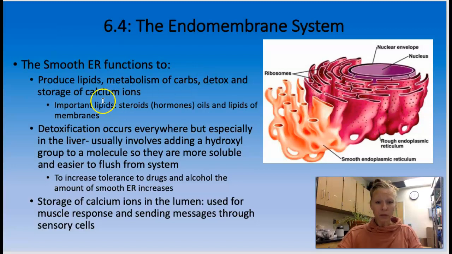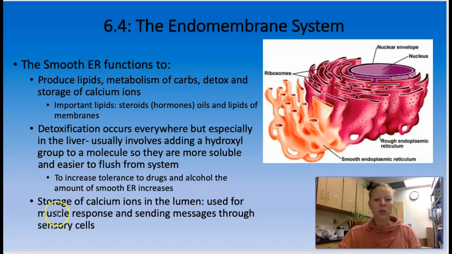So the detoxification, usually what happens is your smooth ER is going to add a hydroxyl group, an OH, onto a molecule. So it makes it more soluble, and then your body can work to get rid of it more quickly. So if you have more smooth ER or a more effective smooth ER, you're going to have an increased tolerance to drugs and to alcohol.